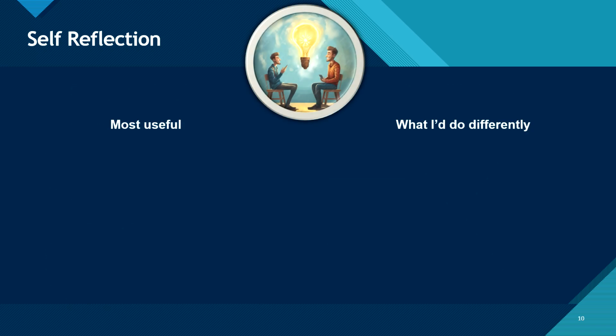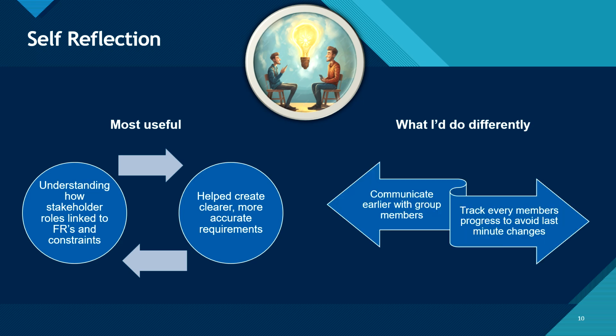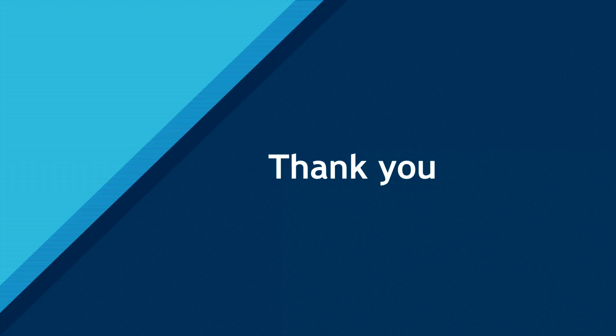The most useful part was seeing how stakeholders' roles linked to the functional requirements and constraints. Once the stakeholders were clearly defined, writing accurate requirements became much easier. What I would do differently next time is communicate earlier, ask clarifying questions sooner, and keep closer track of group progress to avoid last-minute changes or rewrites. Overall, this project helped me understand how important clarity, collaboration, and traceability are when producing a high-quality SRS.